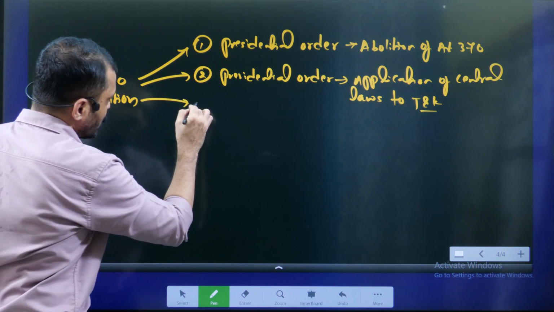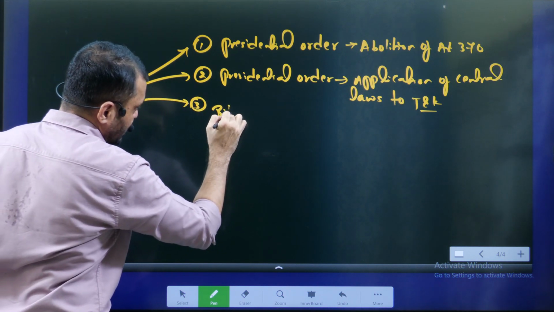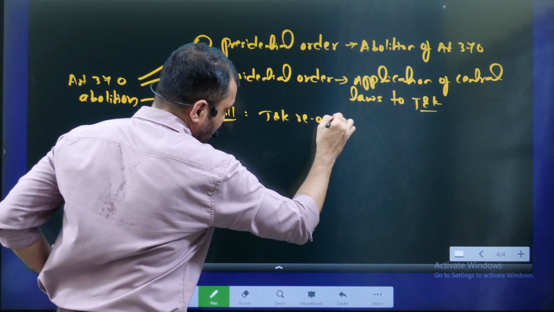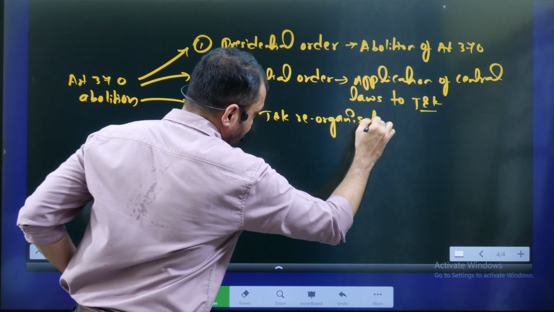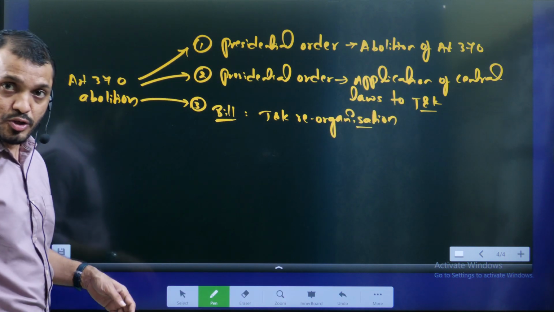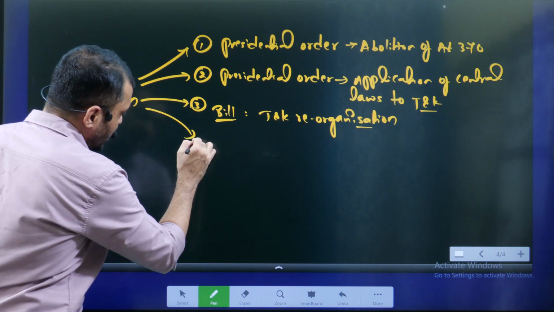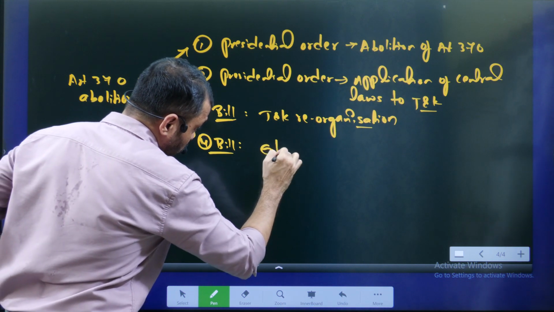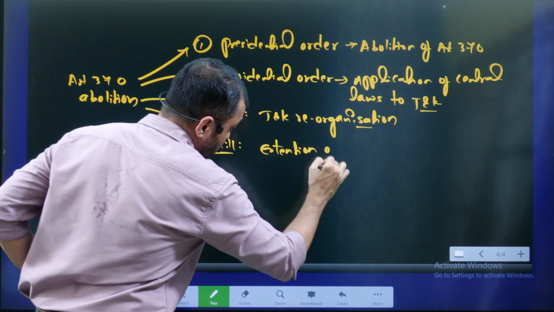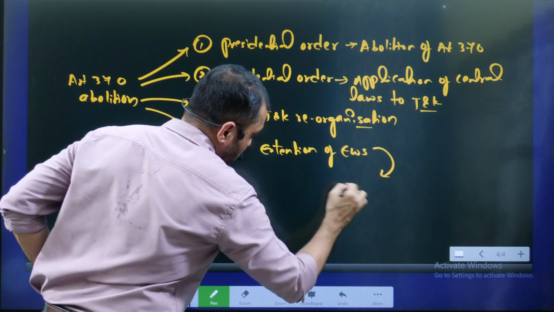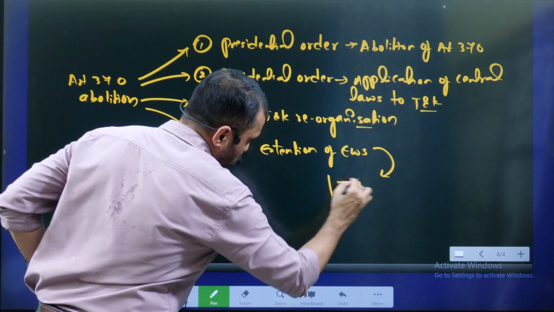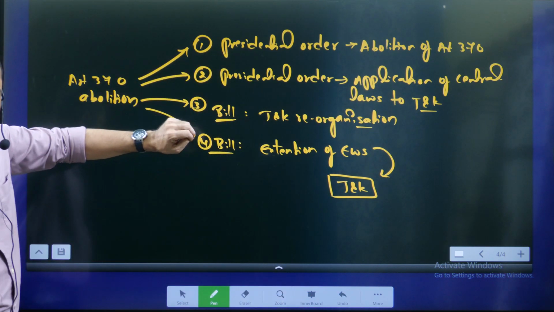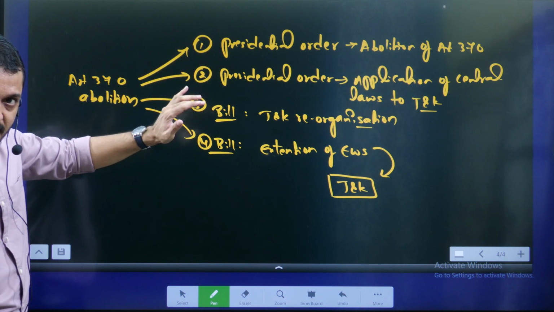And third, they introduced a bill that reorganized J&K into Jammu UT as well as Ladakh UT. Finally, they introduced one more bill about the extension of EWS to J&K. So the abolition involved these four things: two presidential orders and two bills. All these were introduced in the Rajya Sabha and Lok Sabha and passed.